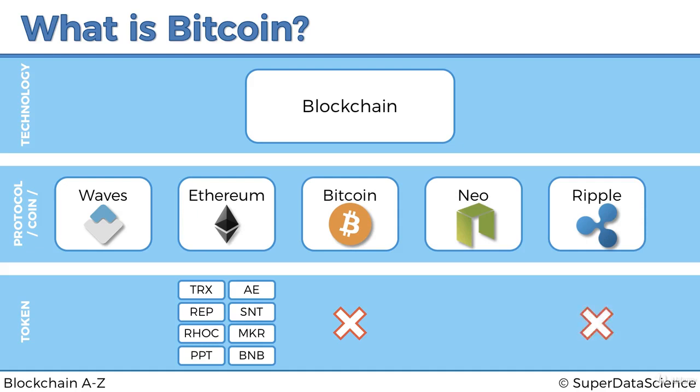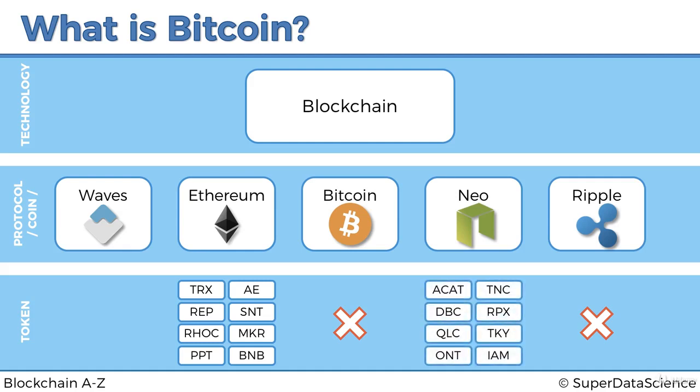Ripple also doesn't have any tokens on it. Neo, on the other hand, has quite a lot of tokens. Neo is the up-and-coming challenger of Ethereum, and Waves has a couple of tokens on it as well. So that's how the world of cryptocurrencies, crypto technology and blockchain works. As we can see, there are 3 layers. We discussed this layer in module 1. We're going to be talking about this layer in module 2, predominantly, and this layer will be covered in module 3.